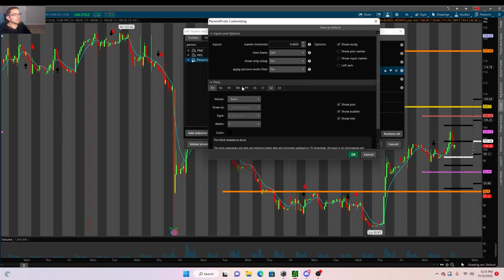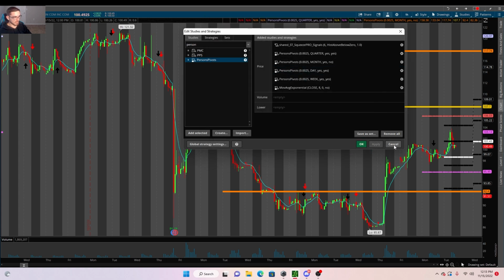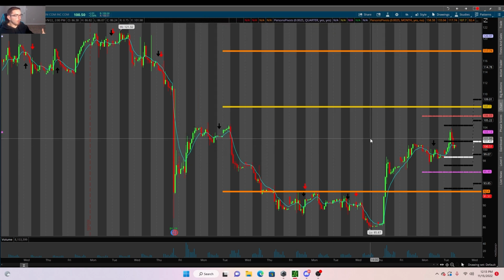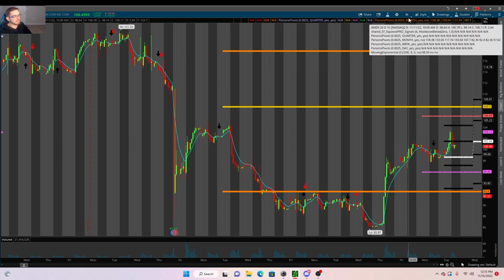Then you also want to make sure that your R3 and your S3 are showing. Sometimes it doesn't automatically put it on, so you do want to make sure that is there as well. Now that we have gone through all of the settings, what the Person's Pivots do is they predetermine support and resistance points based off of previous data.